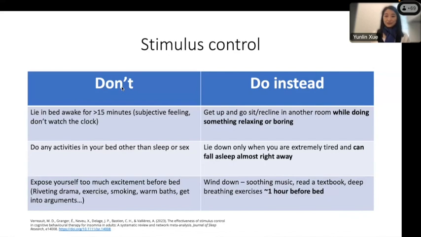So stimulus control, the don'ts and the do insteads. So if you feel that you're lying awake in bed for over 15 minutes, again, this is hopefully a subjective feeling without you watching the clock, the recommendation is for you to actually get up and go sit or recline in another room while you do something relaxing or boring. And the reason I bolded that is not only do you want to sort of remove yourself from the bedroom, but you also want to sort of distract your mind too, or else you're going to keep focusing on, I'm just here because I can't sleep, and sort of ruminate over that.